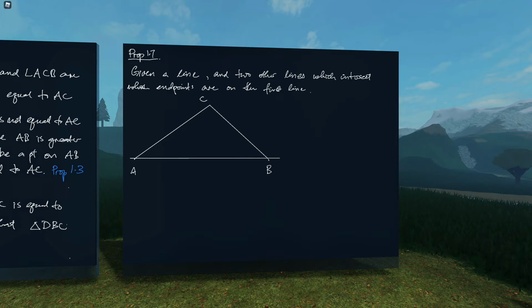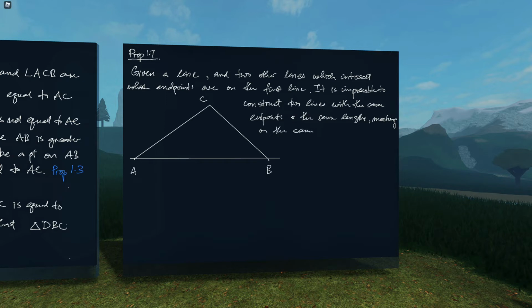So the statement is that it is impossible to construct two lines with the same endpoints, meeting on the same side, with the same lengths, but at a different point. Same side means the same side of AB, but at a different point.